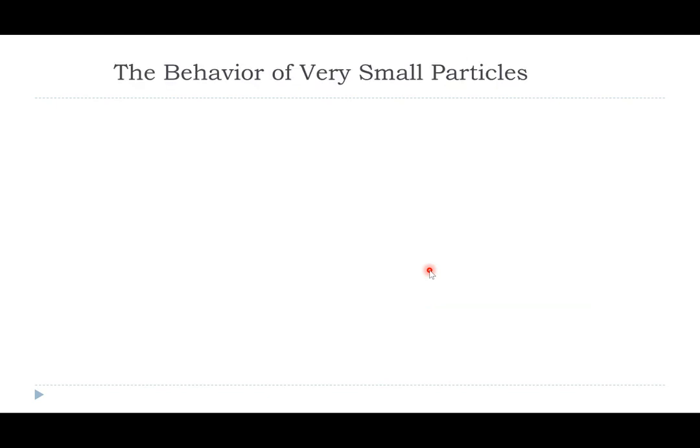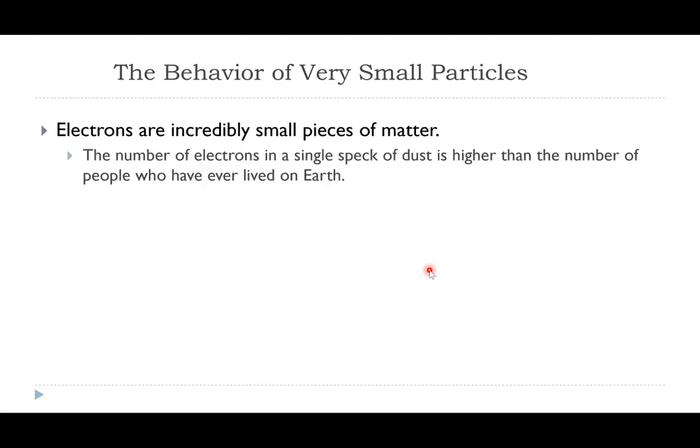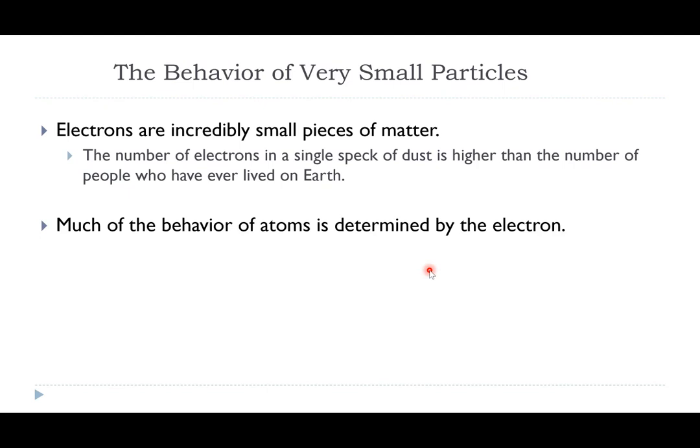First thing that we're going to talk about is this very peculiar behavior of electrons. So electrons are technically incredibly small pieces of matter. But the behavior of those electrons, as we'll see very quickly, resembles less of a piece of matter and more of a wave. So that's going to be the first thing we talk about.